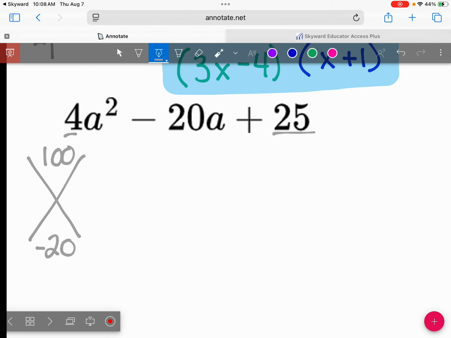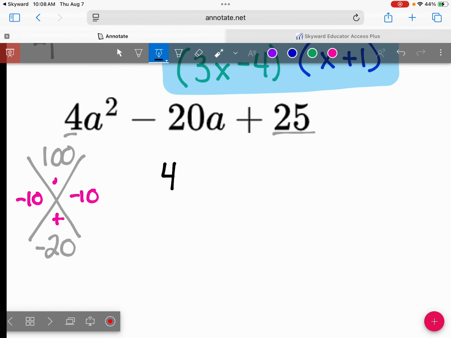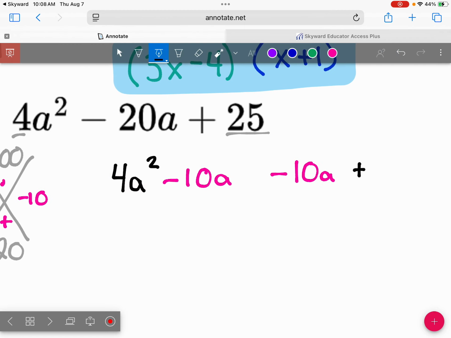So what pair of numbers multiplies to make 100 and adds to make -20? -10 and -10. So what we have here is, again, the same exact thing as if we had 4a squared minus 10a minus 10a plus 25. It's doing the same exact thing. It's just splitting that middle term apart into the pieces it had before we combined our like terms.